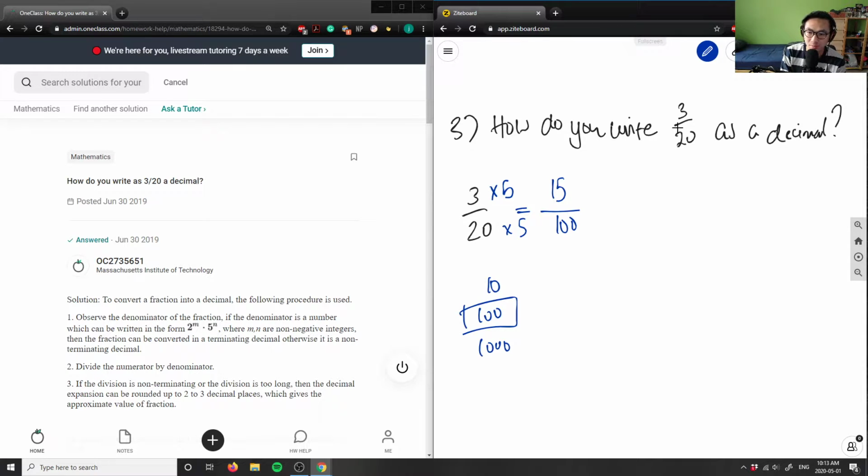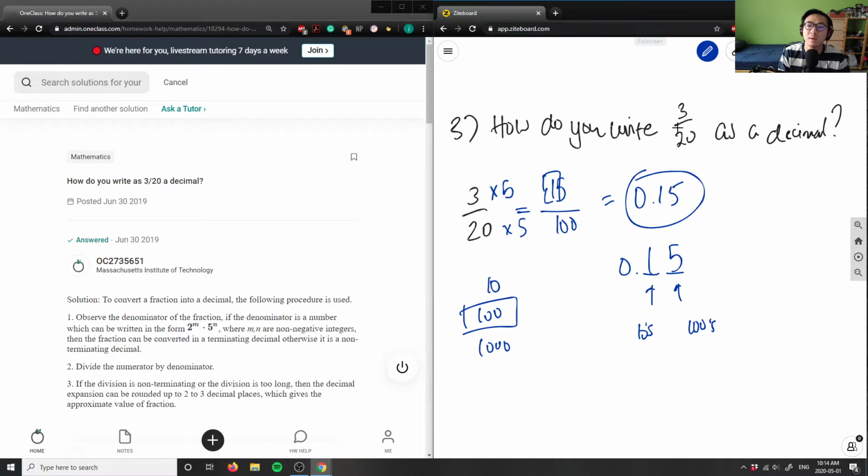Again, 15 over 100 is lower than 1, so I'm going to have 0 point. And because I have a hundredths case, I'm going to have 2 digits, because this is the tenths digit and this is the hundredths digit. So 1 here is the tenths digit, and 5 here is the hundredths digit. So 15 over 100 is 0.15 in terms of our decimal.